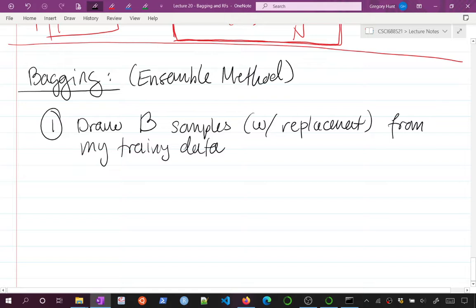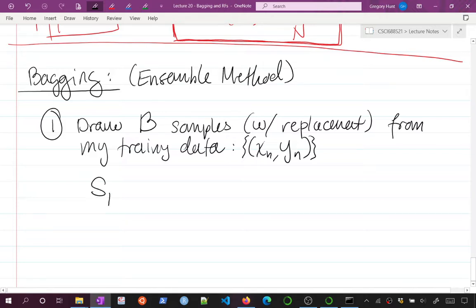And how many samples we draw. These are going to be pairs of not only the x's, but the y's. So they're going to be pairs of x and y, and we're going to sample with replacement training pairs from my training data. But we're going to draw not just one sample, we're going to draw B samples.